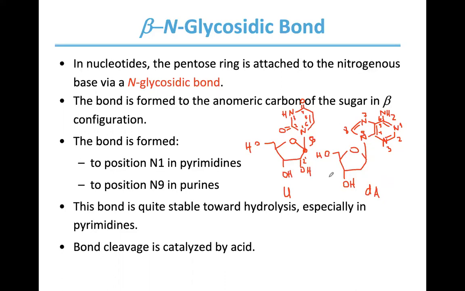So in pyrimidines, it's going to be position N1. In purines, it's going to be position N9, right, on the nitrogenous base. So stable towards hydrolysis, especially in pyrimidines. Let's look at this from the point of view of organic chemistry. Why do you think pyrimidine, let's say drawn here, is more stable towards hydrolysis than purine?